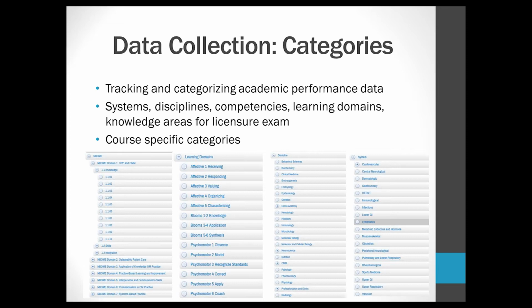or in this case, as you'll see on the screen, all of these four components, the discipline, system, learning domains, and then the NBOME piece on the far left, that is what we use as our core competencies. That was developed by our accrediting body as our main competency areas.